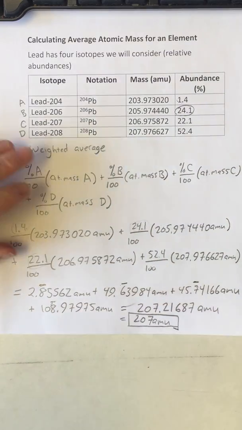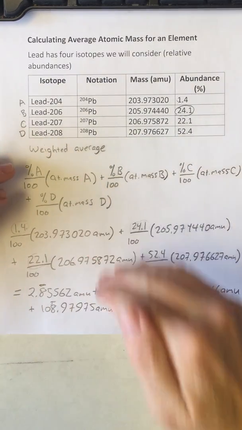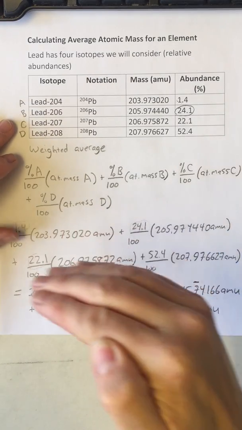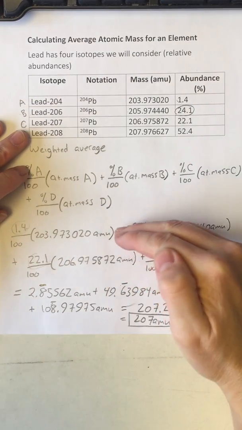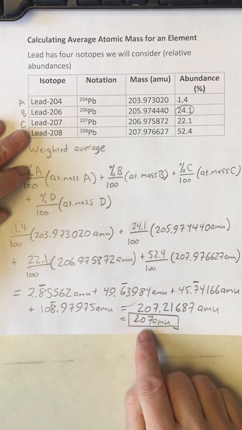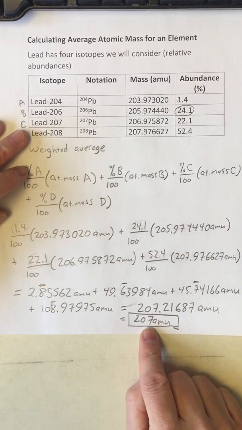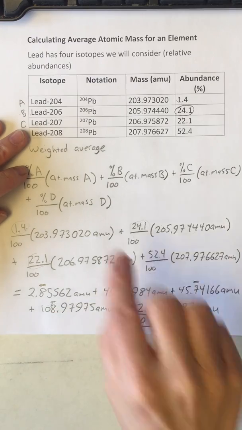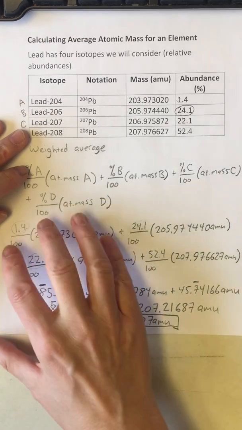So notice the actual rounding is done at the end, not in the intermediate steps. If you round each time, round this to 2 sig figs, round this to 3, round this to 3, round this to 3, and then add them up, you will get a different answer, or you could possibly get a different answer. So round it at the end after you run through the calculation. And that ends our discussion of atomic masses.